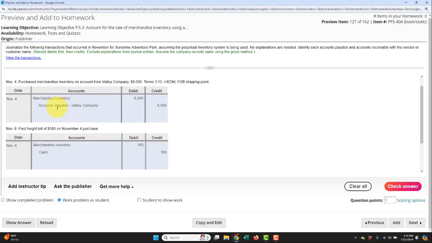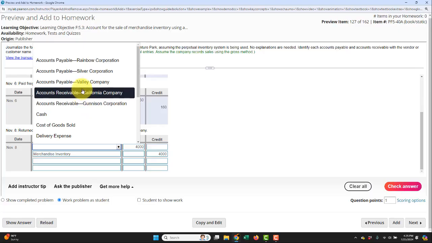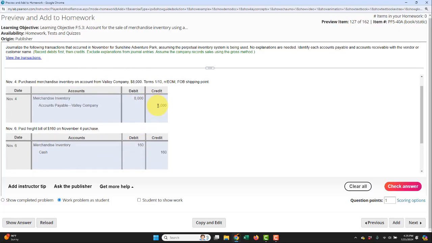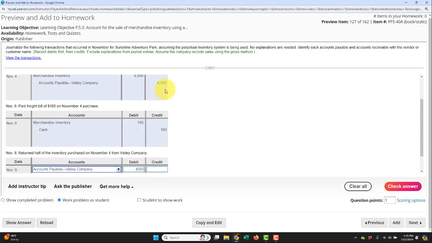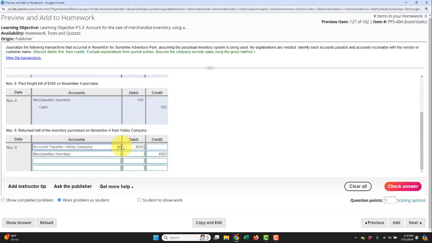And so we saw here that we have this payable of 8,000. So clearly, if we're returning half the items, we're not going to still owe Valley Company 8,000. So let's go ahead and decrease this accounts payable. When we created it, it's a liability, it's a credit, but now we're reducing the amount we owe. And with our system of debits and credits, the way we reduce this liability is by debiting the account.